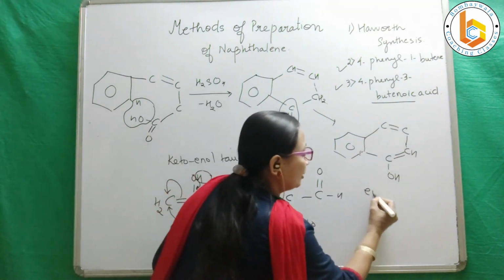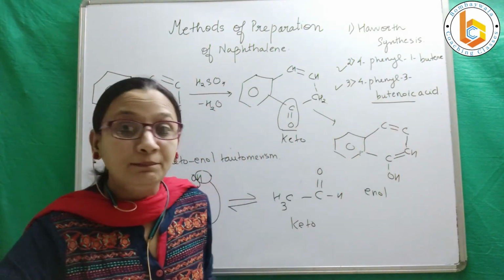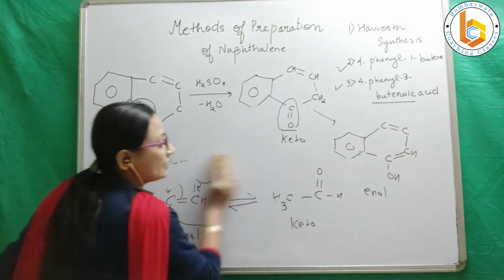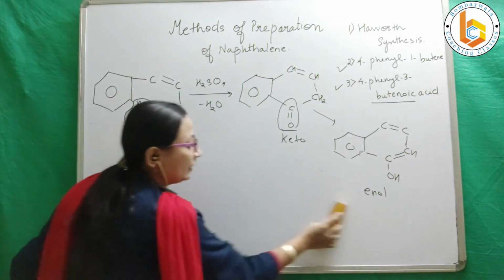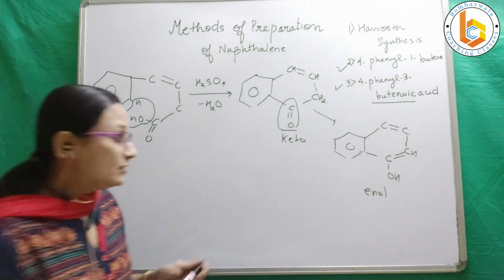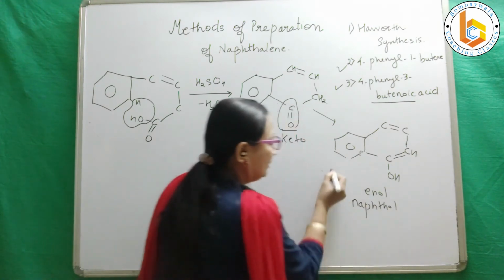So now this is done, meaning aromaticity has come into your benzene ring, but what remains? What remains is an extra hydroxyl group which is not needed. You don't want a naphthol. What is formed is called a naphthol. You don't want a naphthol. You want a naphthalene, right?